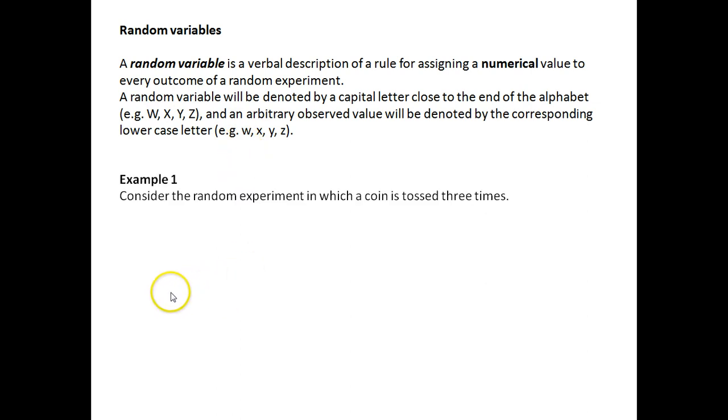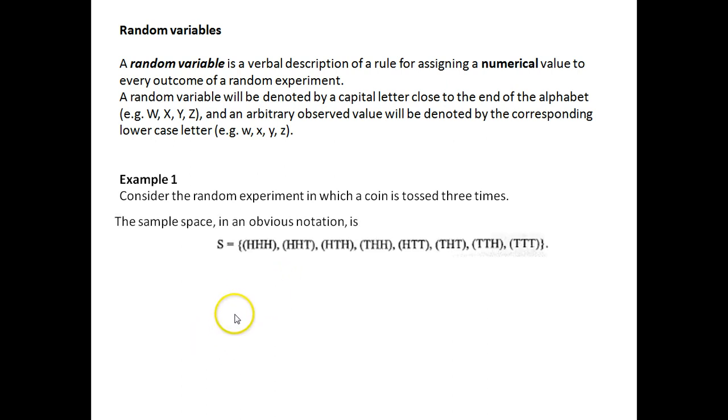Example 1. Consider the random experiment in which a coin is tossed 3 times. The sample space, i.e. all observable outcomes, would be: head, head, head; head, head, tail; head, tail, head; head, tail, tail; tail, head, head; tail, head, tail; tail, tail, head; and tail, tail, tail.